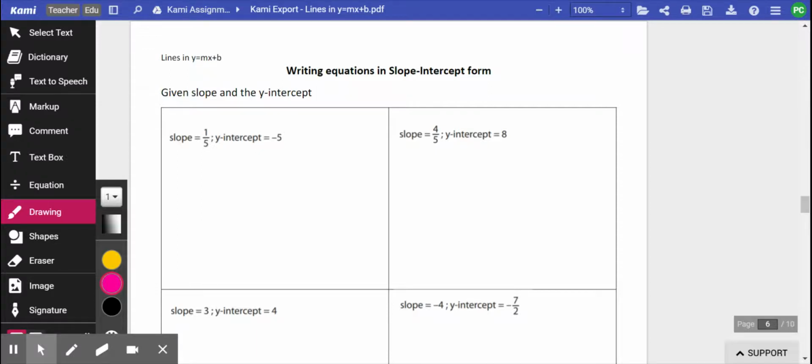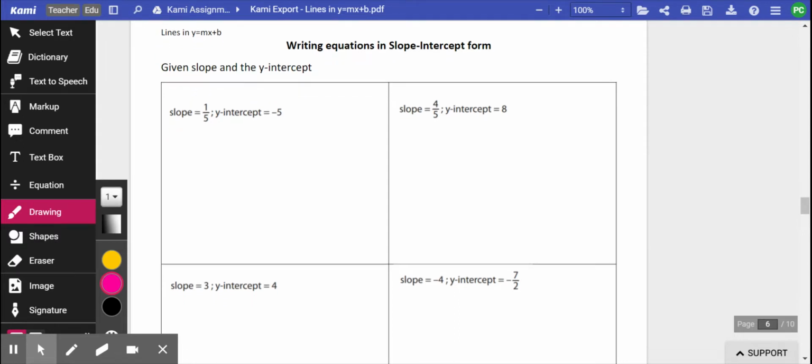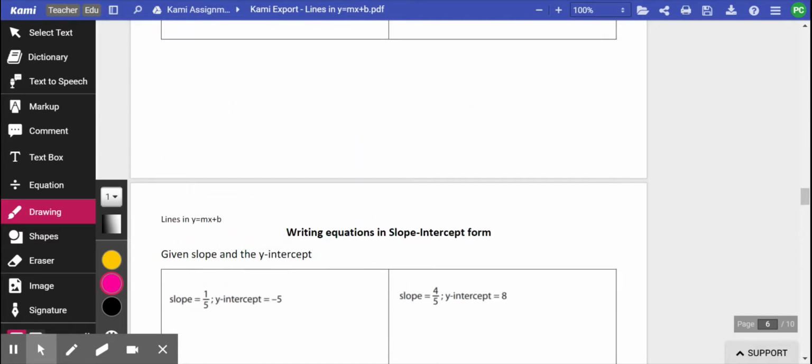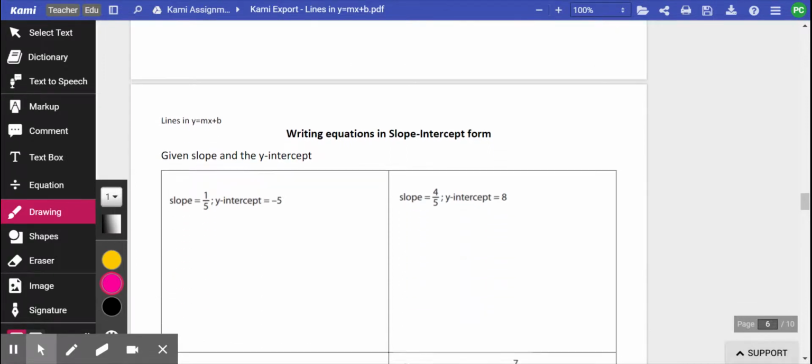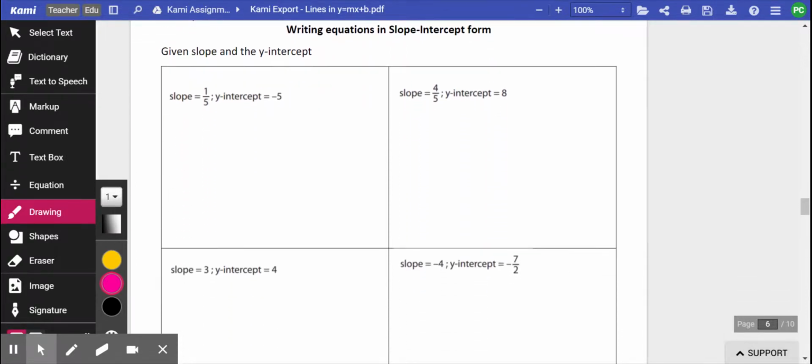Okay, we're continuing to move through the lines in y equals mx plus b lesson. Here, we want to be able to write the equation in slope-intercept form, or y equals mx plus b, without being given a graph to look at, but by being given the information we need for the graph. So remember, in y equals mx plus b, what we want to know is what is the slope, so what is m, and where does this line cross the y-axis, or what is the y-intercept, or what is b. As long as we have those pieces of information, we can easily write the equation to the graph.